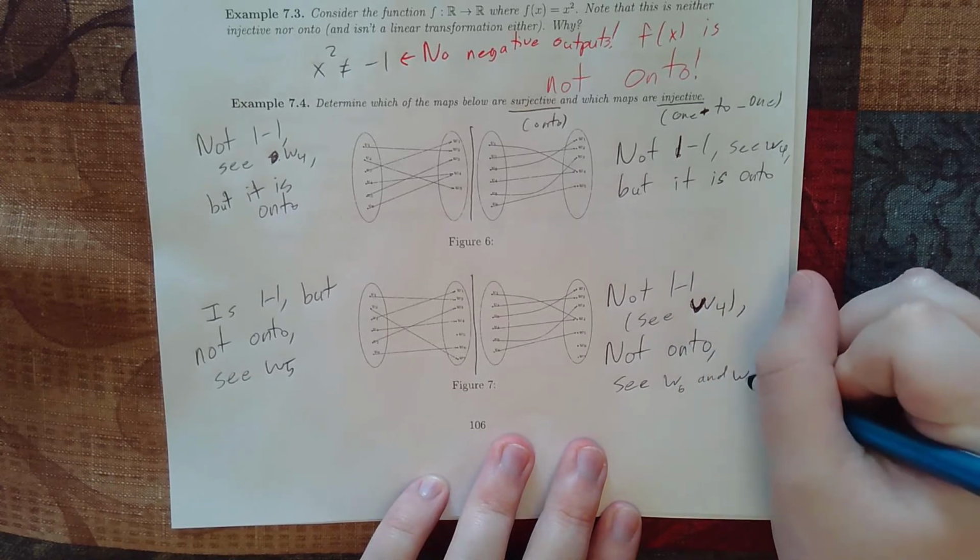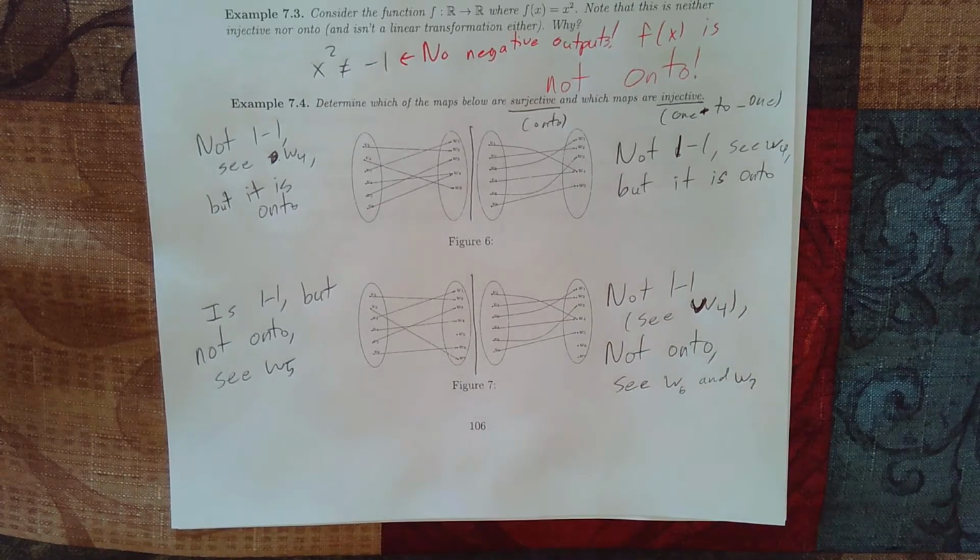Okay, so this is just kind of a way for us to graphically look at and interpret these ideas of 1-to-1 and onto. Let's go ahead and try to find both of these things for one entire transformation.